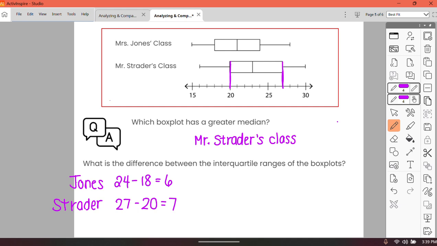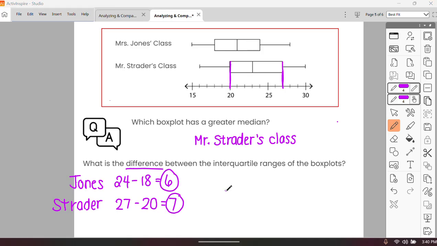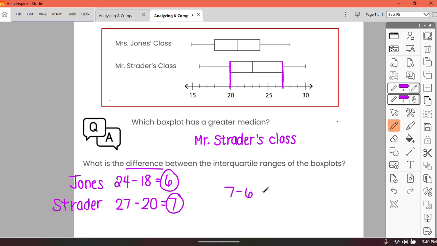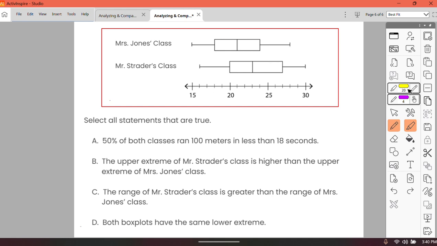So what is the difference between the interquartile ranges? Well, difference means subtract, and you may think, I've already done enough subtracting, but no, we got to do one more. We got to take these two numbers that we got, and we got to subtract them. So 7 minus 6, the difference between the interquartile ranges is 1. And that is your final answer. I'm going to highlight it because we did a bunch of work over there. Okay. Let's see what else we've got to do with these two box plots.